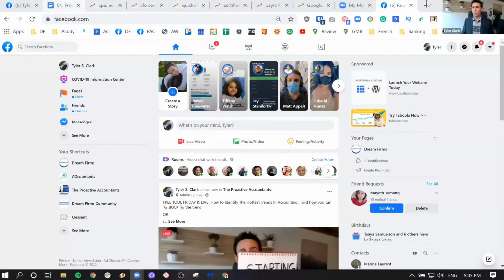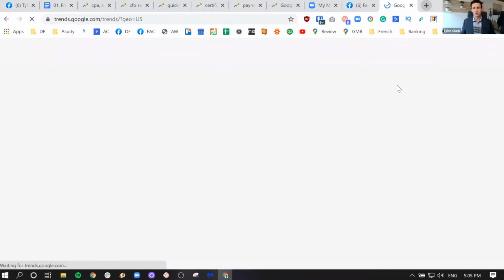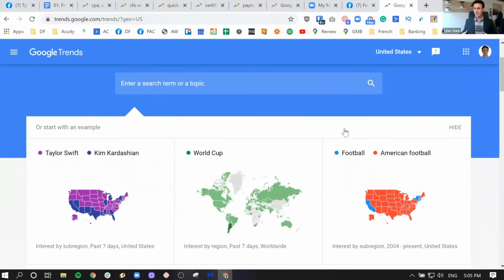So here we go. When you're getting ready to do this, you're just going to go to trends.google. And typically speaking, you'll limit your search to the US. Of course, if you're targeting a different market, you can expand beyond that. And Google Trends is kind of cool because it'll show you some things that are developing.